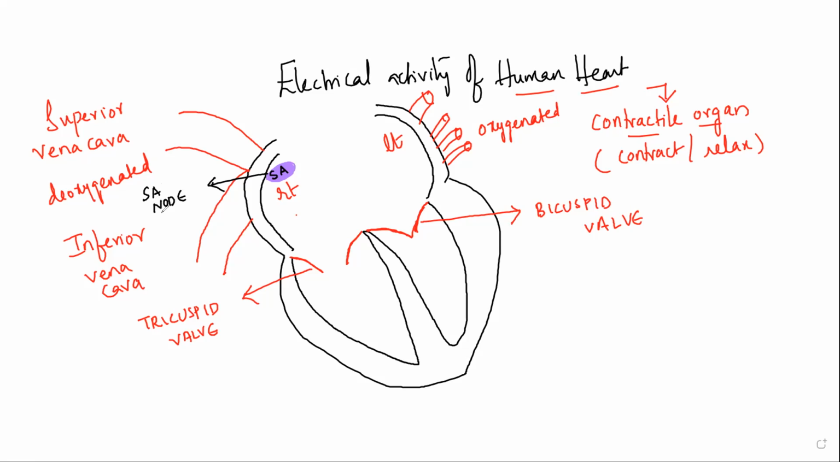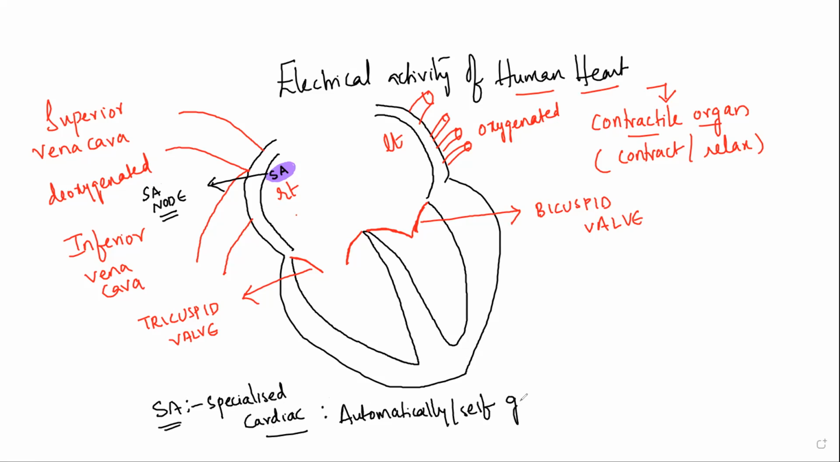Children, the SA node is a very specialized cardiac tissue because this is the one which automatically, that is, by itself, self-generates an impulse which is going to stimulate the cardiac contractions.